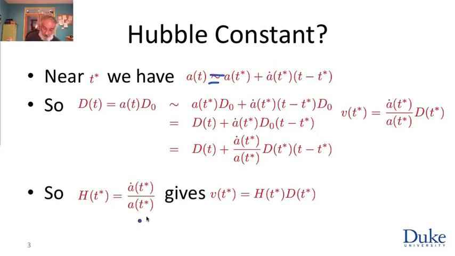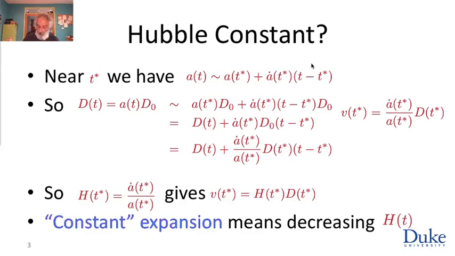But if you look at the Hubble constant, the numerator will be constant, but as t grows, a will be growing, so the denominator is growing. An expansion in which the scale factor is linear in time corresponds to a decreasing Hubble constant. That is not the meaning of the Hubble constant not changing with time. We'll see later what kind of expansion has a constant Hubble constant.